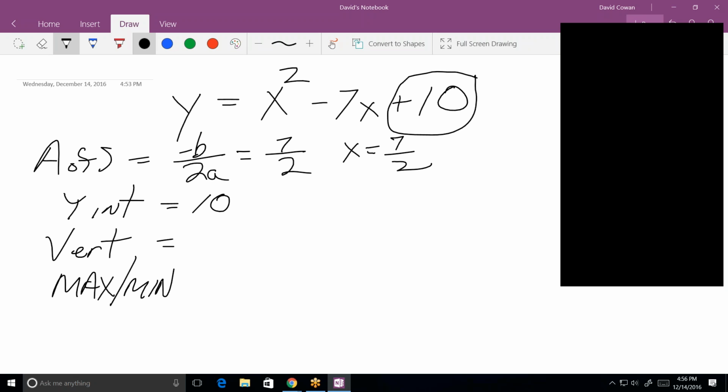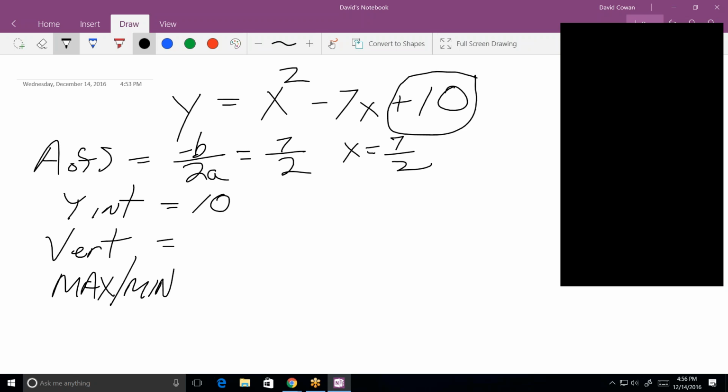The vertex, well, we've got the x-coordinate of the vertex. That's 7/2, right? Yeah. How would we get the y-coordinate of the vertex? Would it be the y-intercept? No. We're talking the vertex here. Remember, we're looking at a parabola that's facing upwards. Oh, yeah. You would plug in the x-coordinate, and whatever y comes out to be, that's the y-coordinate.